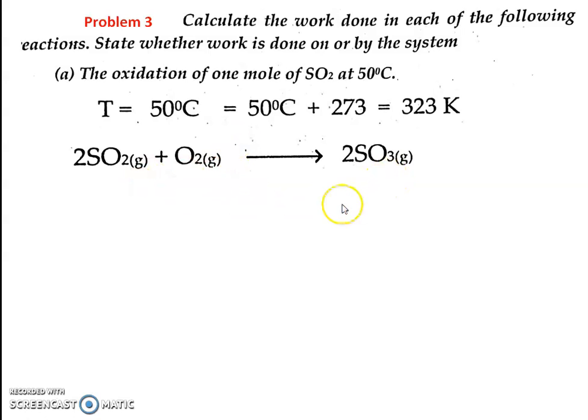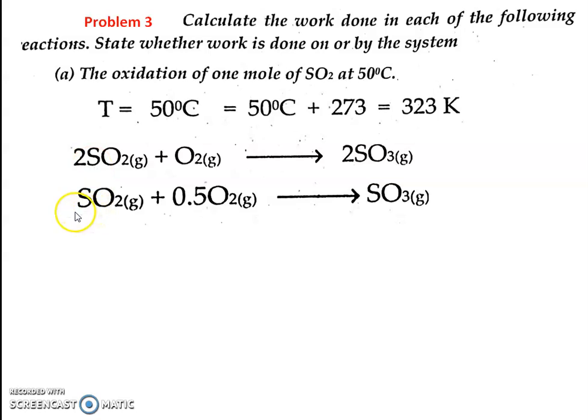The chemical equation for oxidation of sulfur dioxide is, sulfur dioxide combines with oxygen. Oxygen is the oxidizing agent, and sulfur dioxide gets oxidized into sulfur trioxide. But here oxidation of 1 mole of SO2 is given at 50 degrees centigrade. Then just divide each of these terms by 2, then we get SO2 plus half O2 gives SO3. The meaning of this is 1 mole of sulfur dioxide combines with half mole of oxygen, and there is a formation of 1 mole of sulfur trioxide. And for this equation, we are going to find out the work done during this conversion.